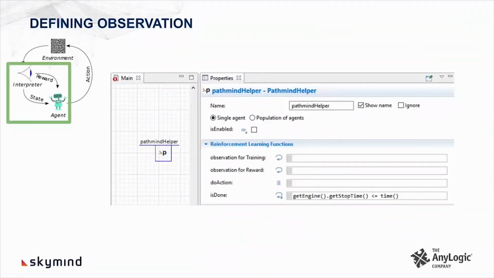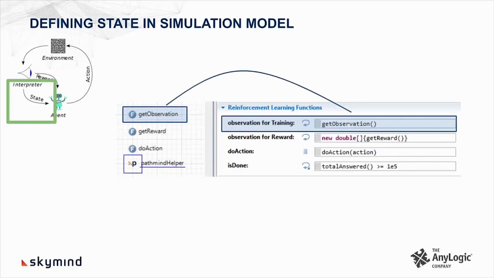Once you've added a Pathmind helper to the model, you can access its properties to see the various functions and values that you have to define to hook it up to your model for training. The first function to define is what we call the observation for training function. It does the job of the interpreter in the visual that you saw earlier and I have highlighted here. And it has to take the data from the model and turn it into an array of real valued numbers, which is the language of neural networks. The learning agent will see these values and nothing else.